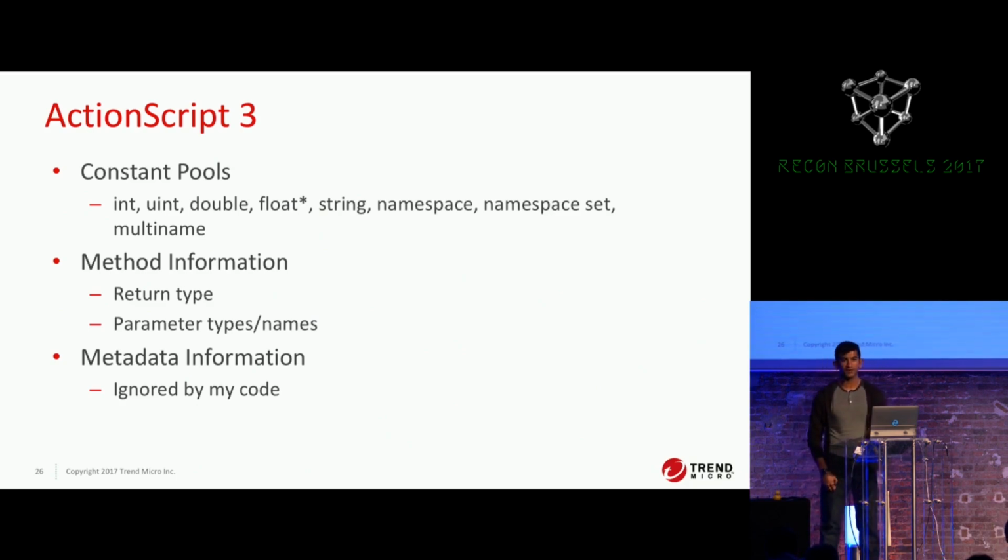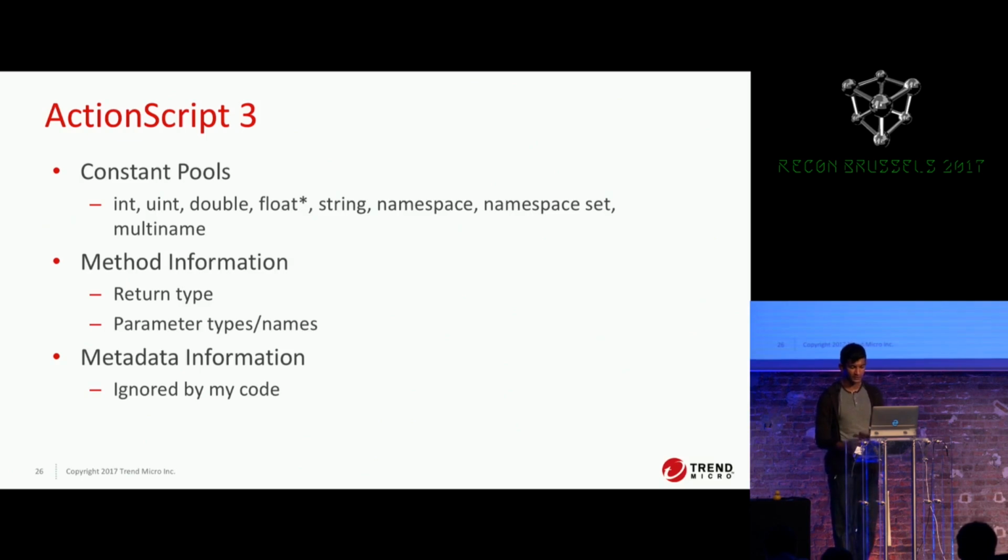Float has a star by it because it is optional. It's actually controlled within some pound defines, and for whatever reason they don't have it at all. They've only opted for doubles. Following that is method information, which contains return types and parameter types and names. That I am grabbing. Constant pool I've mostly ignored except for the strings, namespace sets, and multi-names.